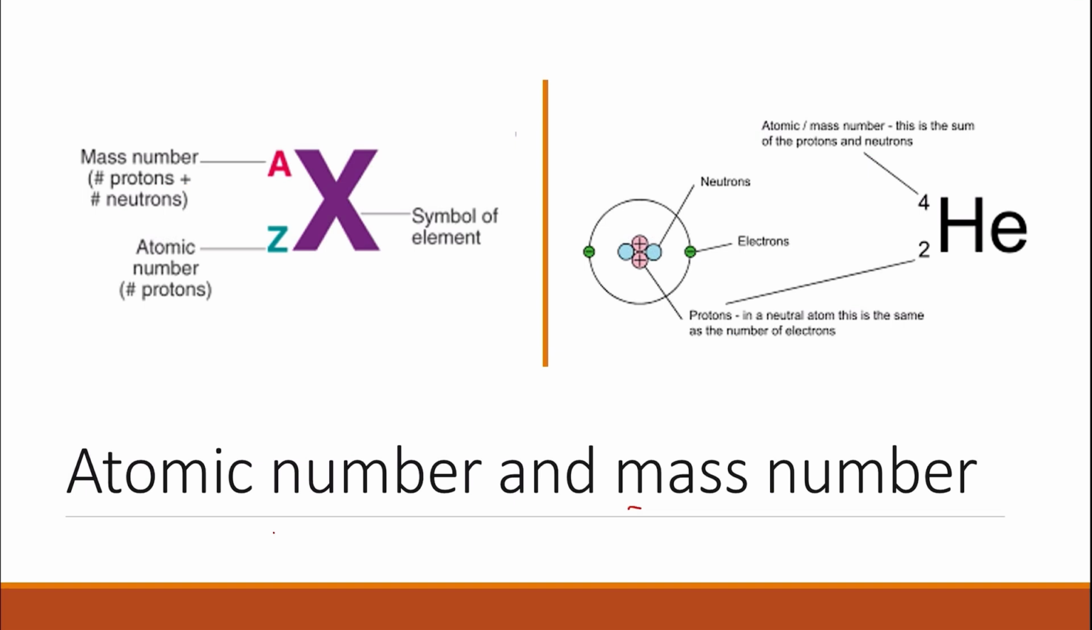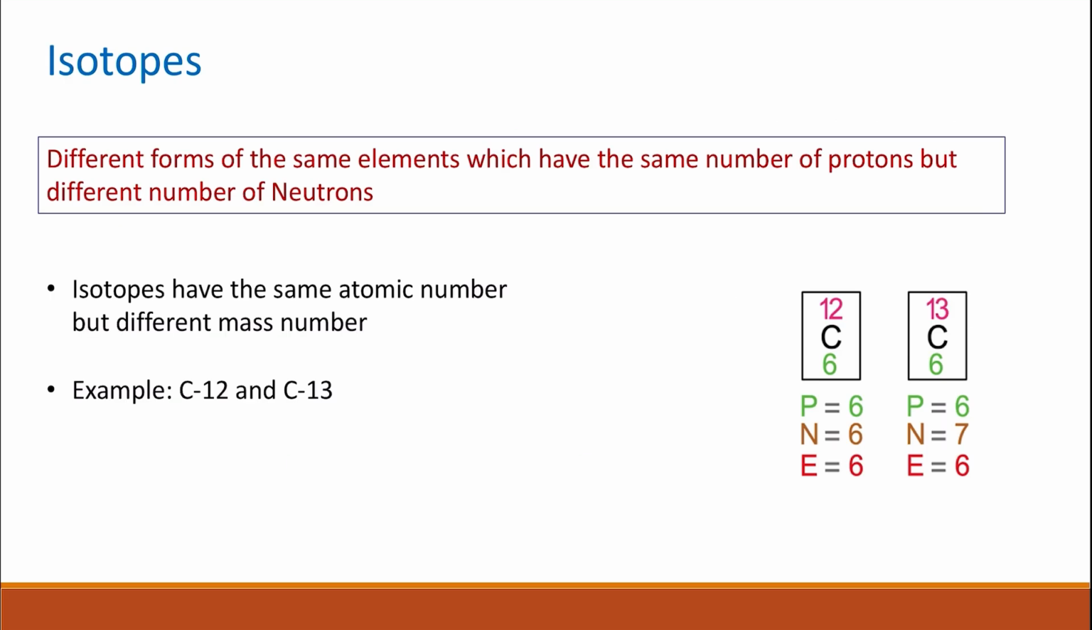The mass number is the total number of protons and neutrons inside the nucleus. This is as a definition. So you can find the number of neutrons simply by subtracting the atomic number from the mass number. So mass number minus atomic number will give you the number of neutrons.